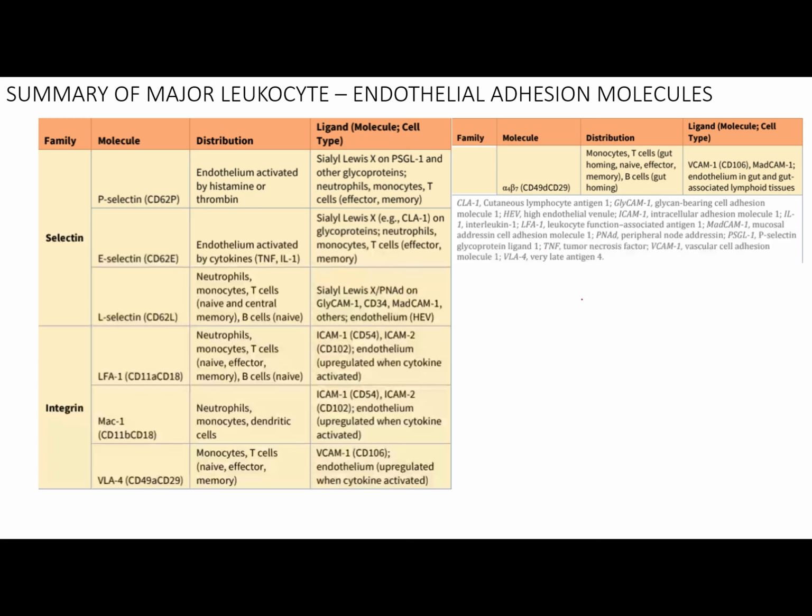Okay, let's continue. So this is the summary class of your major leukocyte endothelial adhesion module. Di ba merong family dalawa, selectin and integrin. So for the selectin, we have your P-selectin, E-selectin, L-selectin. Lahat yan class, si selectin nyo is known as CD62. Now, nag-iiba-iba lang yan if it's a P, it's an E, or an L.